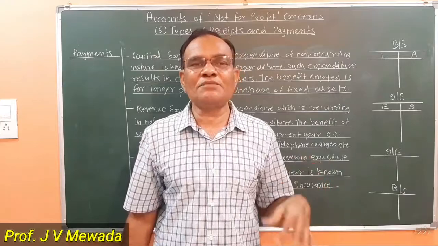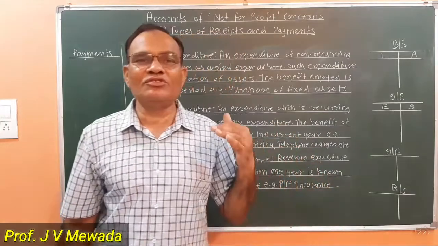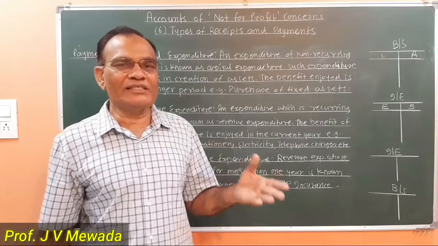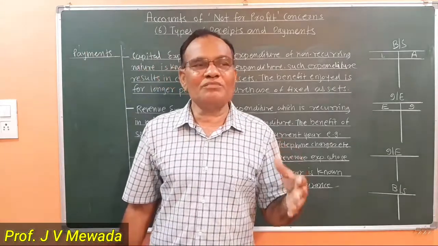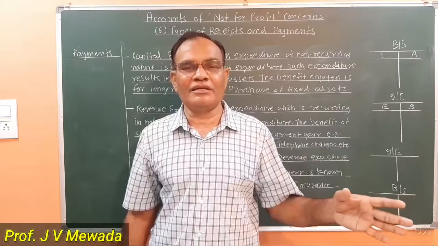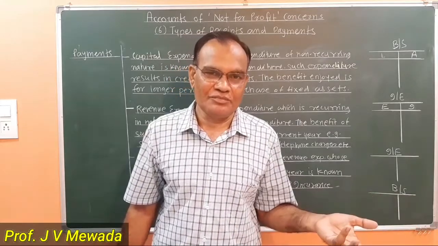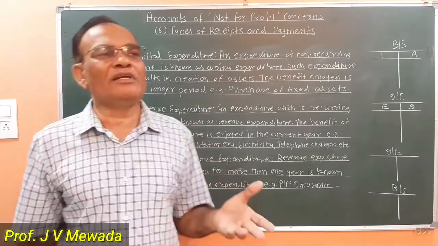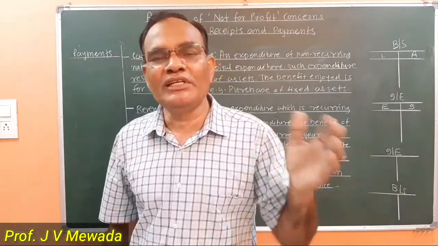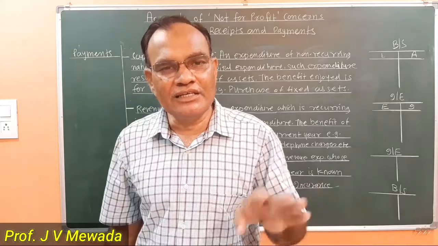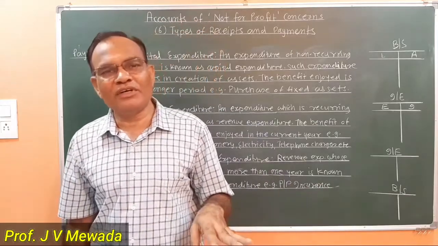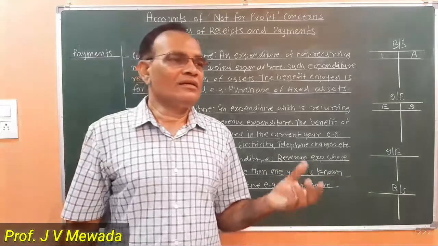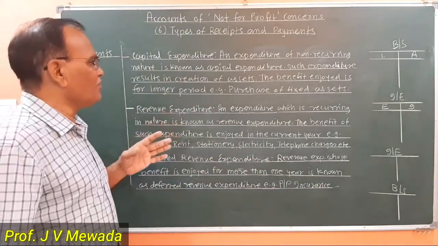Or we can say any expenditure whose benefit is enjoyed for more than 1 year, then it is a capital expenditure. Or we can say the expenditure whose benefit is enjoyed for a longer period is known as a capital expenditure. At the same time, what is the revenue expenditure? Revenue expenditure is that expenditure which is routine in nature, which is recurring in nature, which is paid for day-to-day activities. So now let us see the difference.